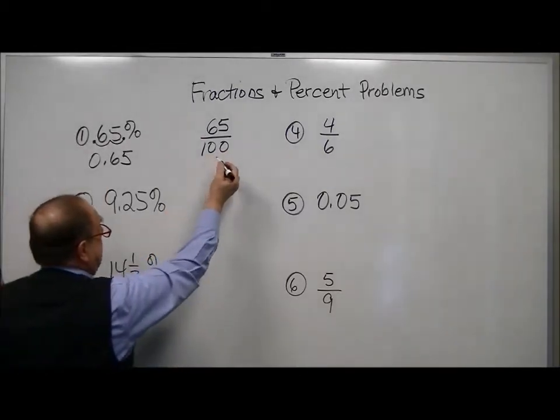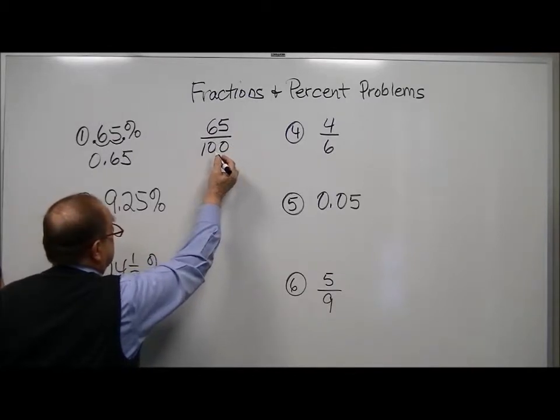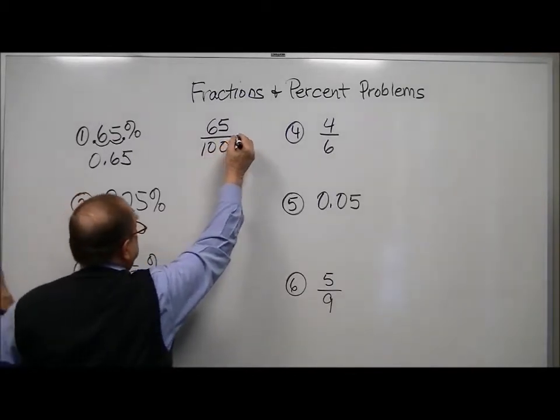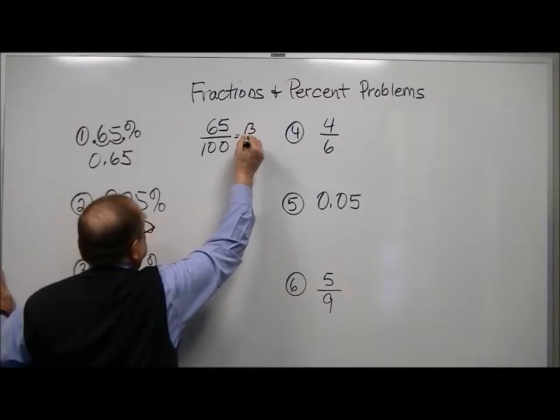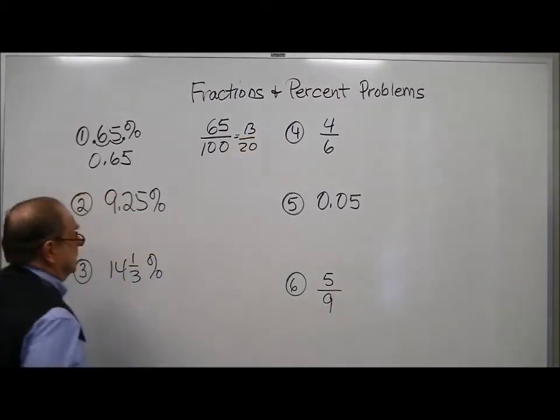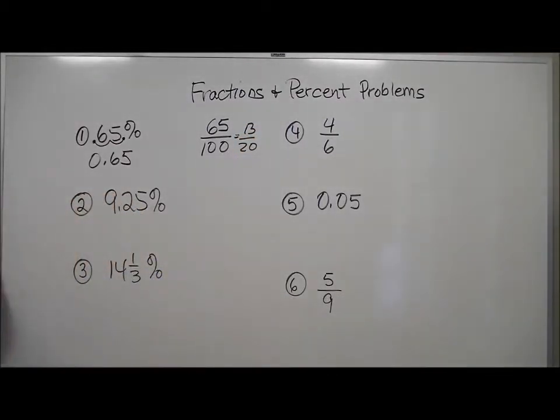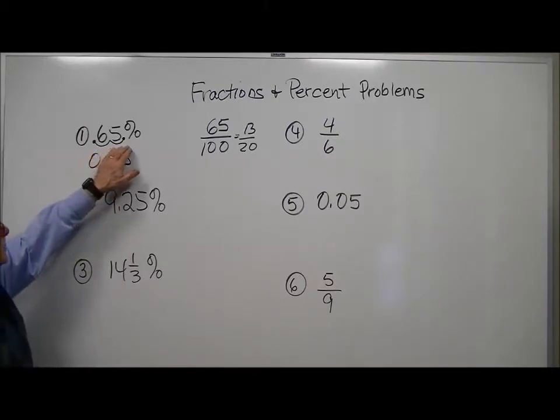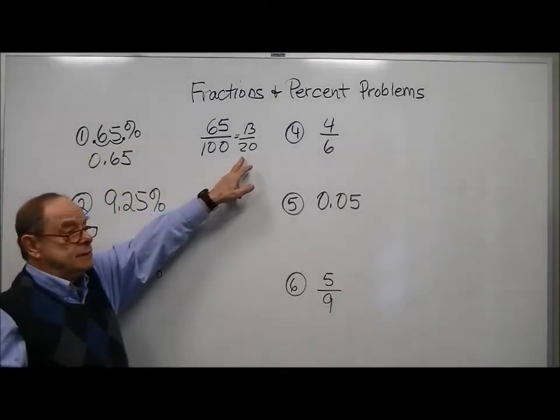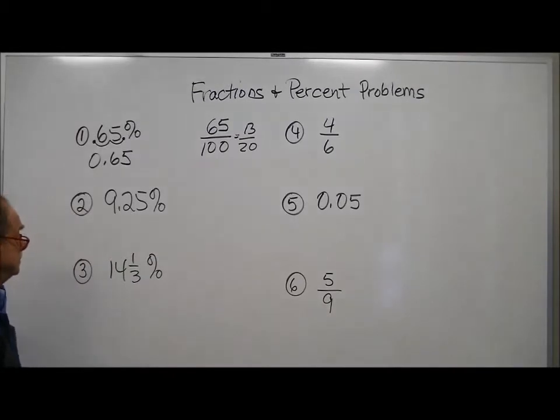And if you reduce the fraction, you can take a 5 out of each one. So this would be 13/20. So there's the decimal form of 65%, and there's the fractional form.